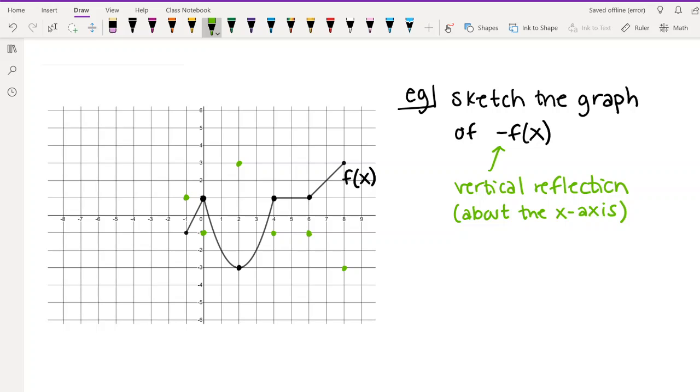And so now we just want to connect these and try to mimic the same shape. So we know that our original graph has this kind of parabola type shape, so I'm going to do my best to give it that same shape. Then we have this horizontal portion and then a line again. And so that graph in green is the graph of -f of x.